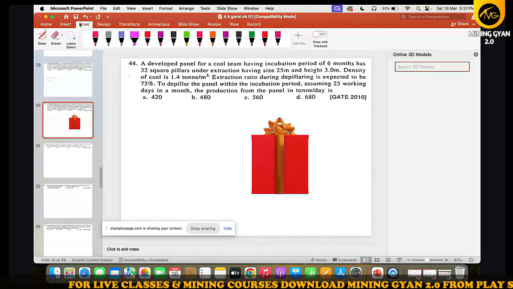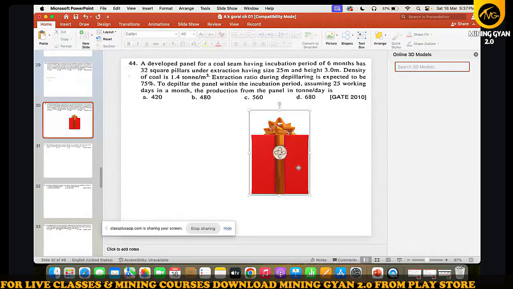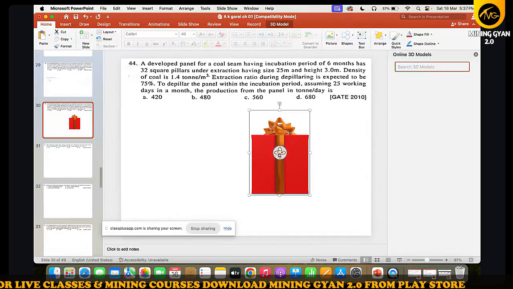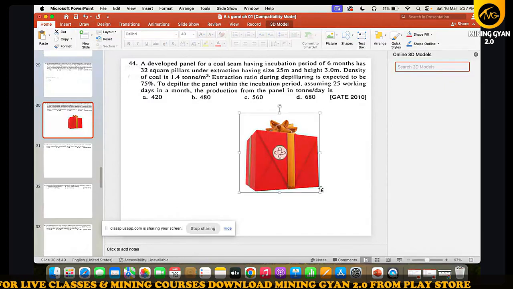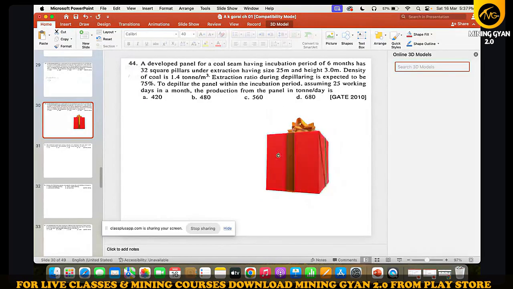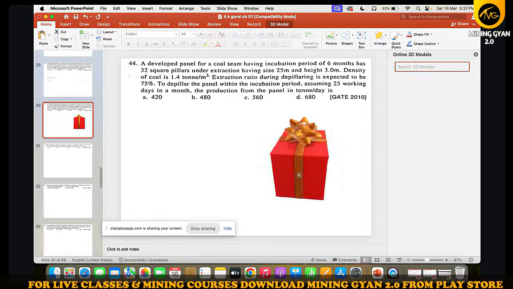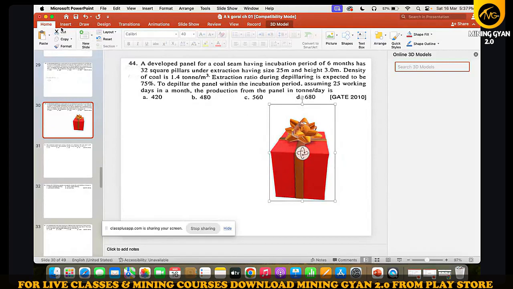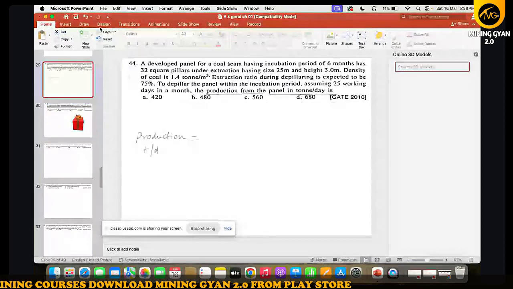First, I will explain how it works. Suppose this is your face. Then this is the width, this is the height, and this is your depth. So it will create a cube or cuboid, depending on the dimensions. So production per day we have to find out.